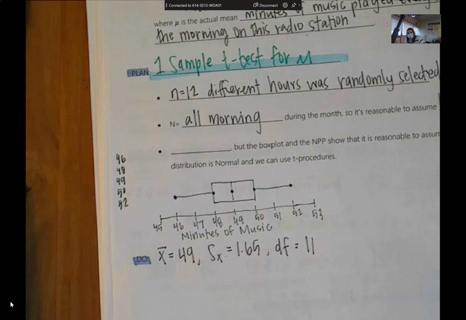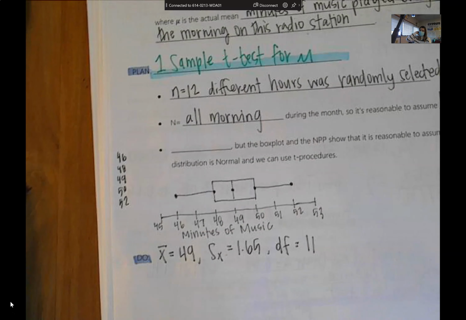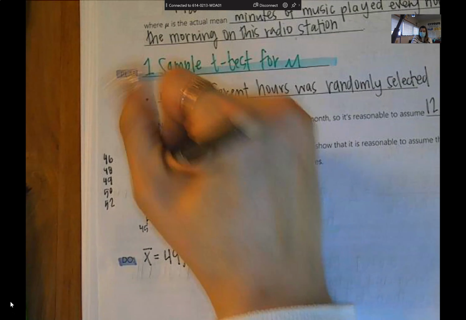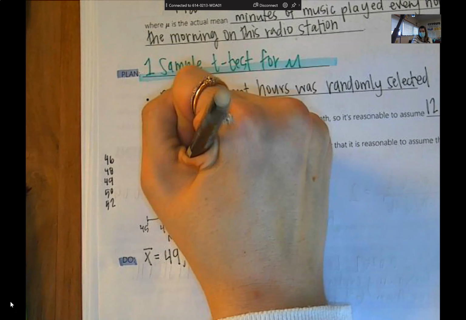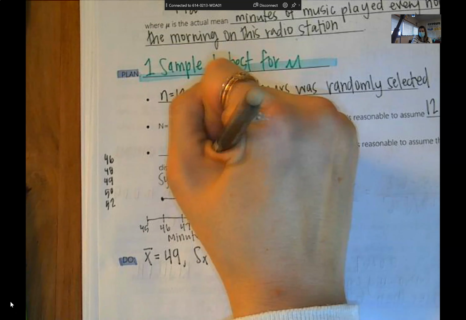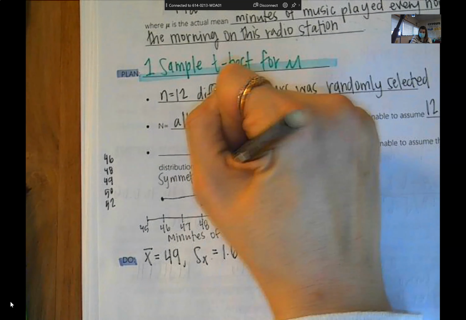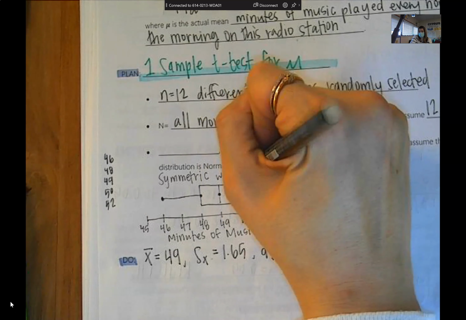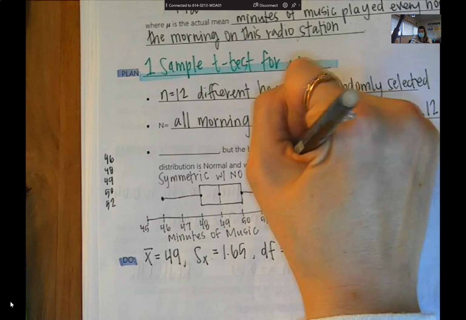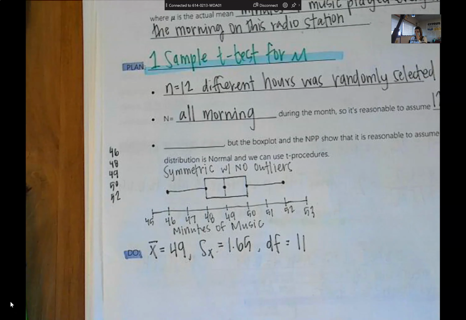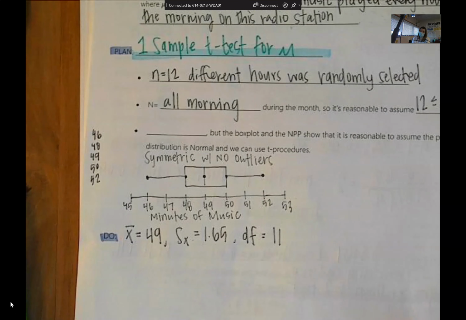And this is a perfect box plot in that it is symmetric. It's not approximately symmetric, it is symmetric with no outliers. So that box plot came out very nicely.